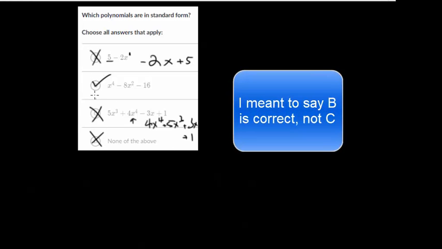So this one's correct. And this one is not correct because the 4th power term is written second. And this is a 4th degree polynomial since that's the highest power term. So it should be written with that first, then the 5x cubed, then the 3x, and the plus 1. So C is not correct, which means C is the correct answer.